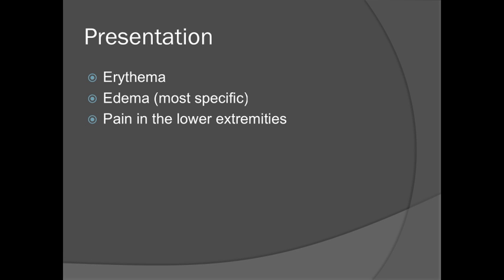So we will talk just a little bit more here about the presentation of a patient with lower extremity DVT. As we said before, they'll come in with the erythema or redness. They'll come in with edema oftentimes, which is the most specific finding that we have for presence of a deep venous thrombosis. And they often come in complaining of pain in the affected lower extremity.